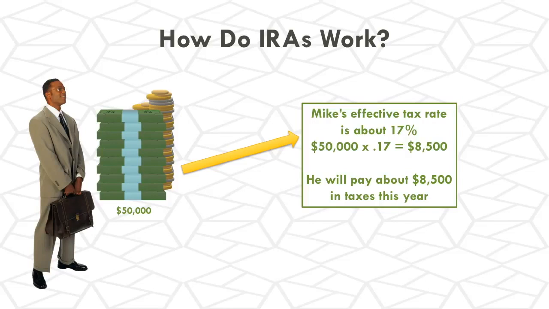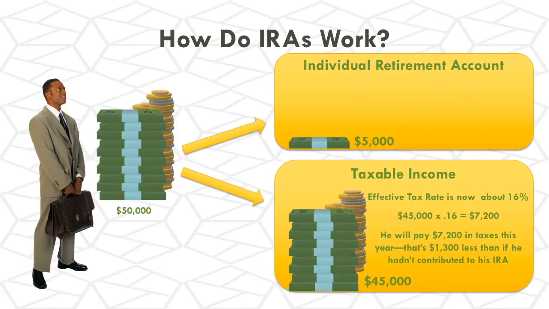However, let's say that Mike decides that he wants to have an individual retirement account. So he signs up for a traditional IRA. He decides to contribute a portion of his salary into the retirement account at the end of the year. So he puts $5,000 into the account, and he's not going to have to worry about the taxes on that $5,000 at this time. So his taxable income is now $45,000, not $50,000. His effective tax rate now lowers a little bit to about 16%. And so now he's going to be paying about $7,200 in taxes this year instead of the $8,500 that he paid before. That's $1,300 less than if he had not contributed to his IRA.